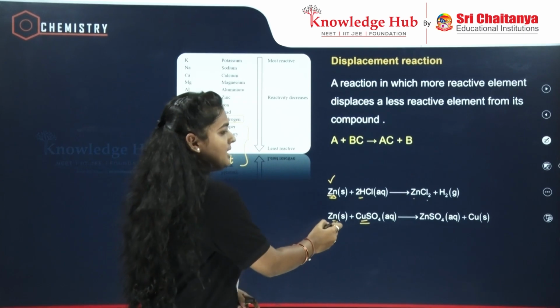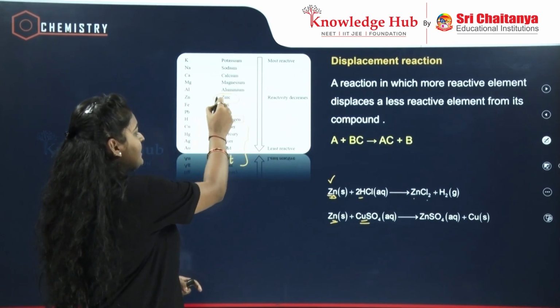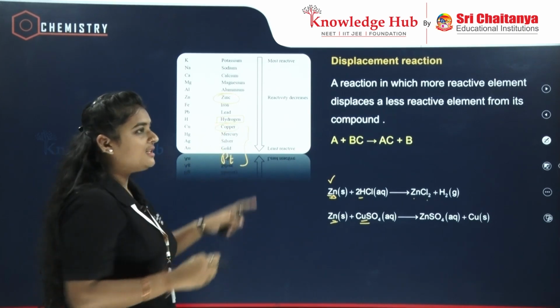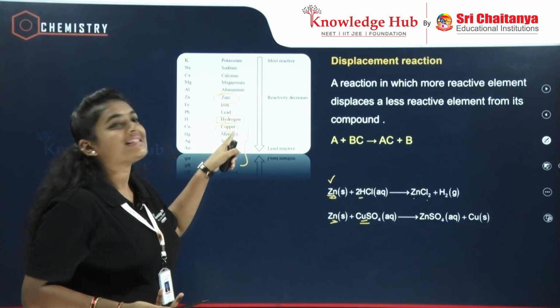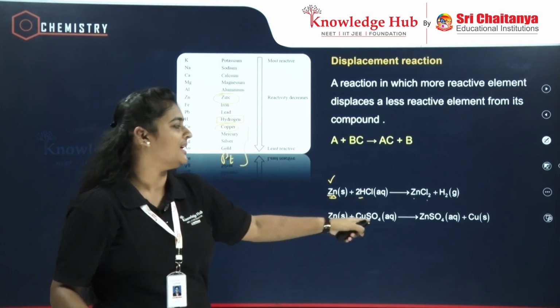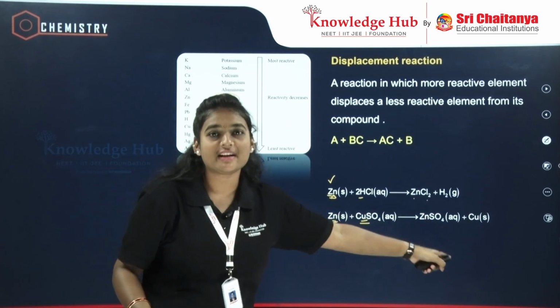Just observe here, zinc was there, copper was there. Correct? Zinc is here, copper is here. So zinc is more reactive than copper. That's why zinc will move away this copper or displaces copper. So zinc is coming here, forming ZnSO4.